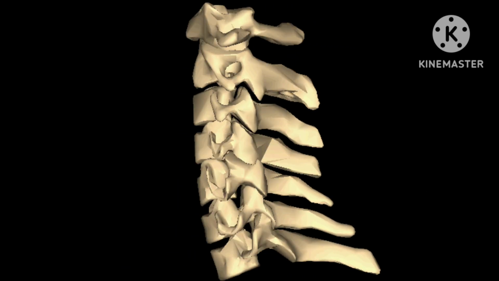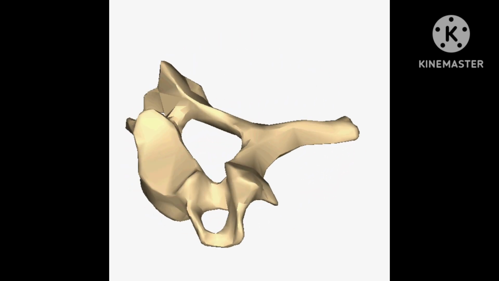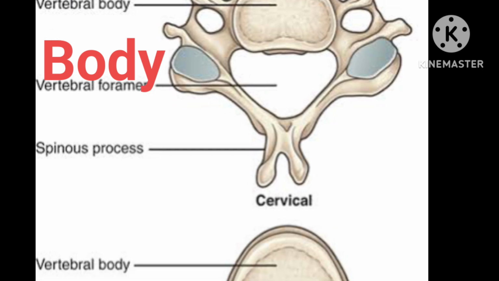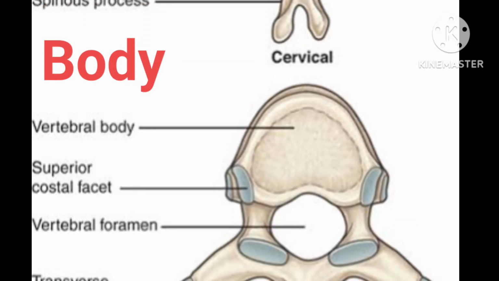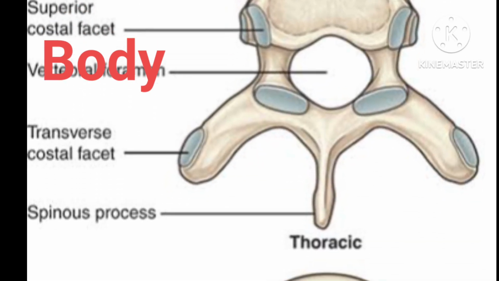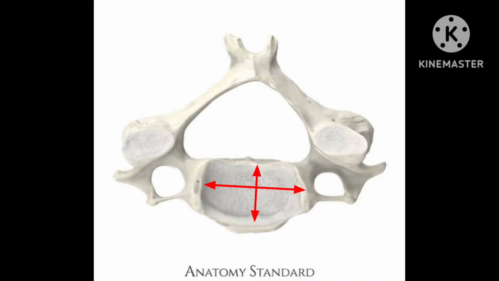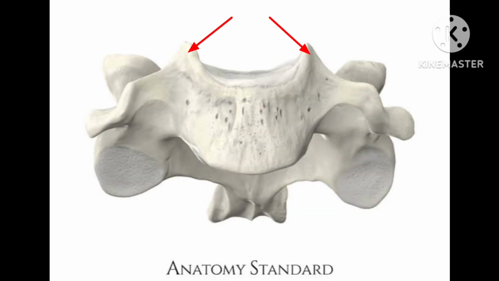Nature of typical cervical vertebrae. First we'll see about the body. The body is small compared to thoracic and lumbar vertebrae. Its transverse measurement is greater than the anterior posterior diameter. The superior surface has an upward projecting lip on either side.